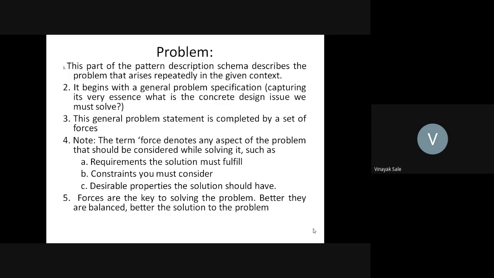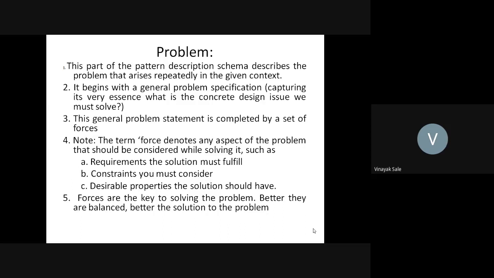So the second concept is the problem. This part of the pattern description schema describes the problem that arises repeatedly in the given context. It begins with a general problem specification, capturing its very essence. What is the concrete design issue we must solve?